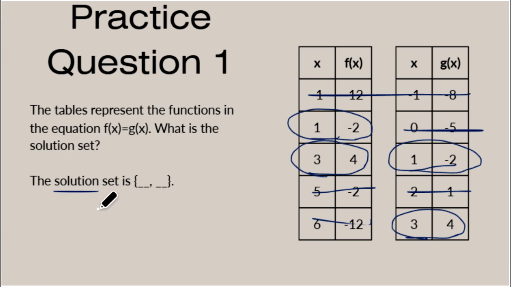So the way you write your solution set is the only value that matters is x. X is the winner, okay? So we need 1 and 3, and you write it in ascending order. So it's going to be 1 and 3. It's never going to be 3, 1. You write it in ascending order. All right? That's how you do practice question number 1.